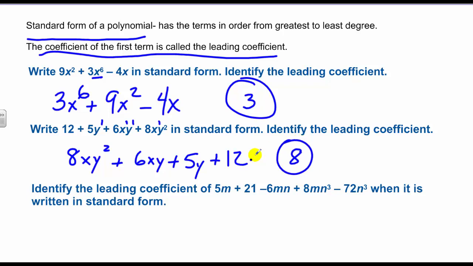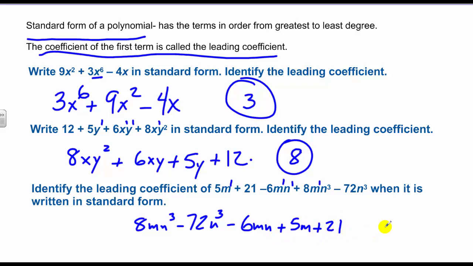And then, once again, let's take a look at all the powers. You notice that 1 and 3 make 4, so 8m n cubed is our leading term. 3 is our next highest degree, followed by 2, and 1, and 0. Leading coefficient, once again, 8.